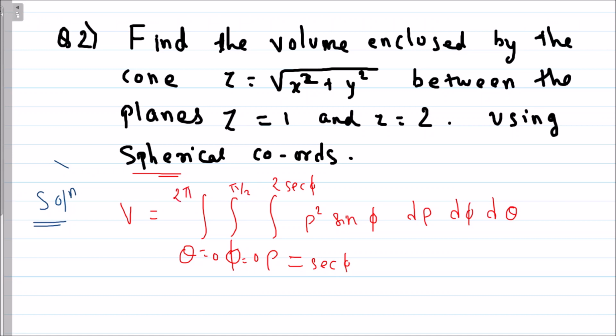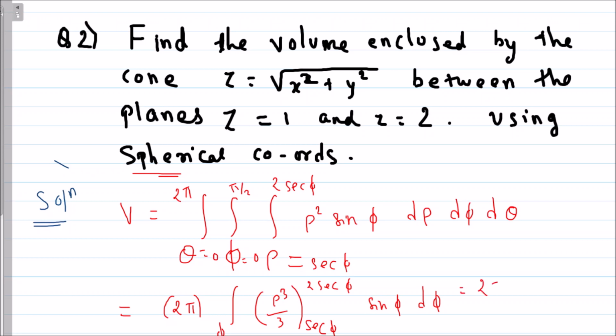And now I think it is easy to solve, right? For theta, the integration will give 2 pi. Then for rho square, it will be rho cube by 3, from secant of phi to 2 secant of phi, times sine phi d phi. Now you can take out 3 outside. So this will be 2 pi by 3 integration of 8 sec cube phi sine phi minus sec cube of phi into again sine phi, right?